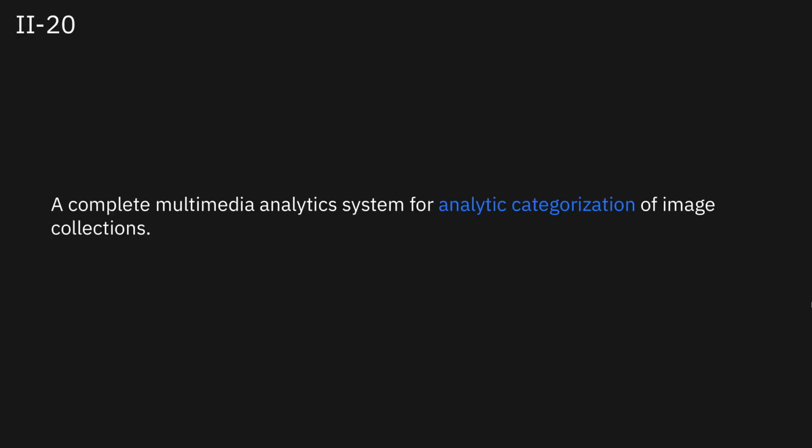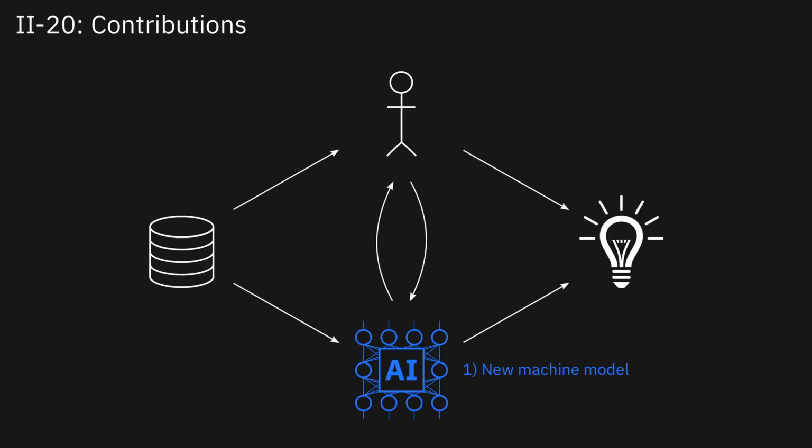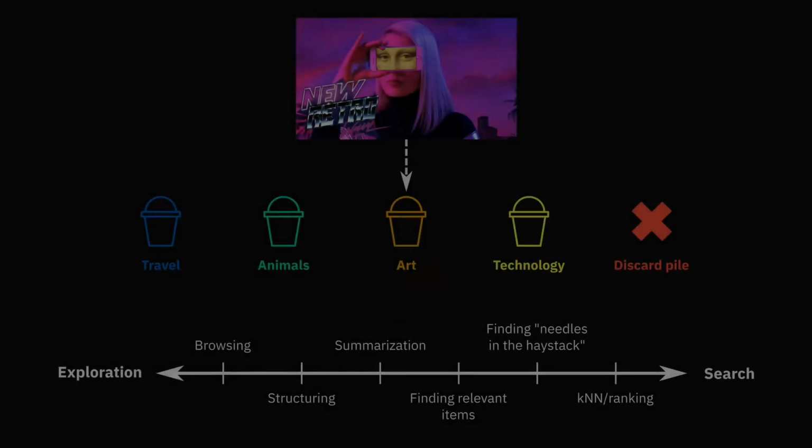II-20 is a complete multimedia analytics system for analytic categorization of image collections. The contributions of II-20 are threefold. First, it's a completely new machine model. Second, we introduce a new visual metaphor for visualizing image collections, which we call Tetris, after the famous game. And third, we introduce the fast-forward semantic interaction.